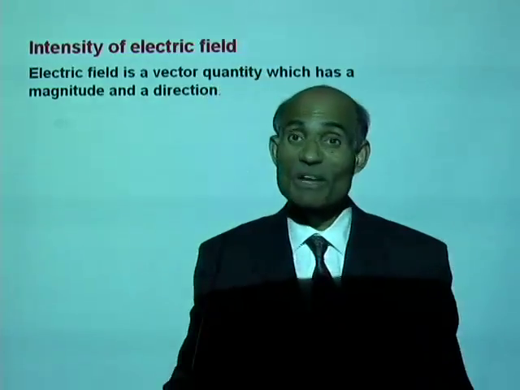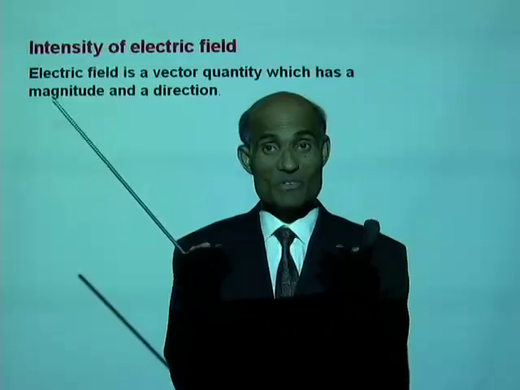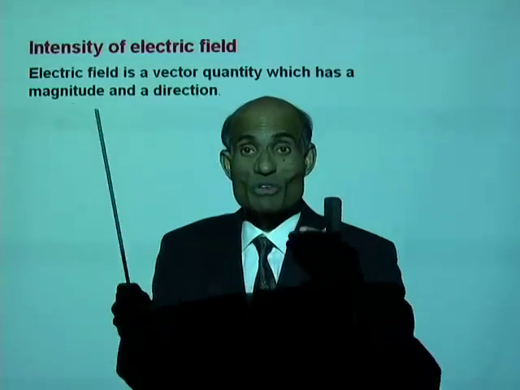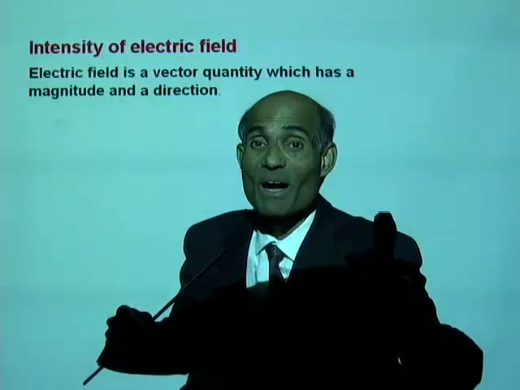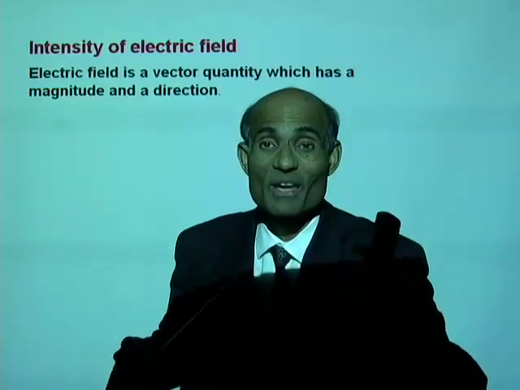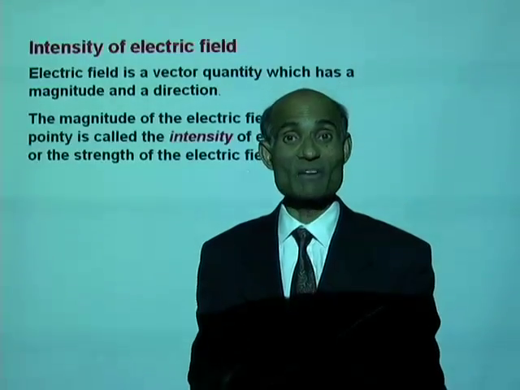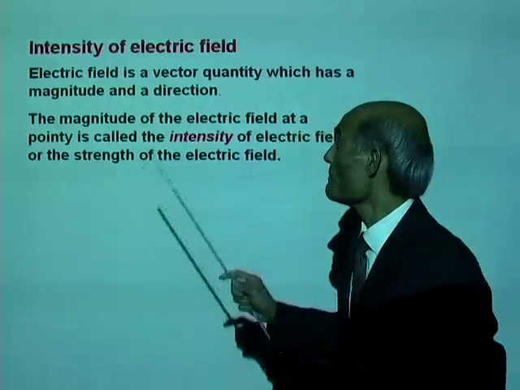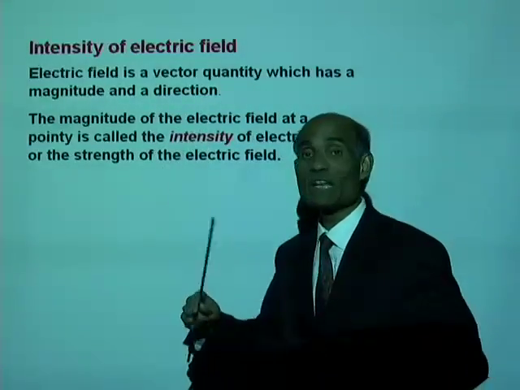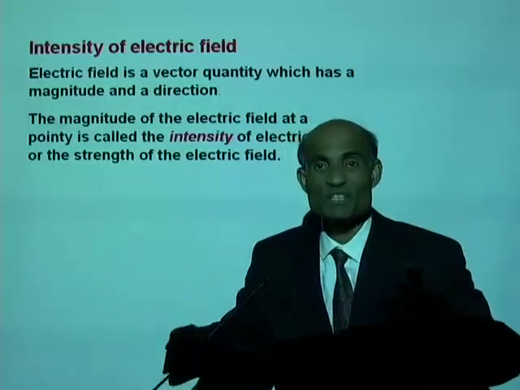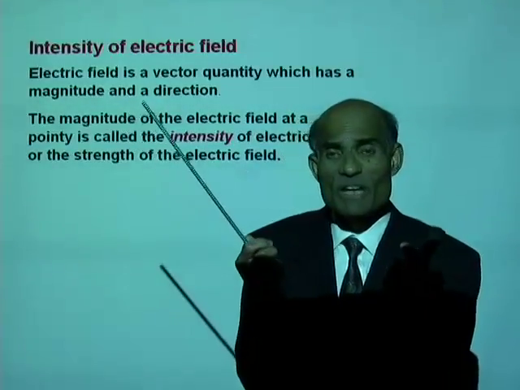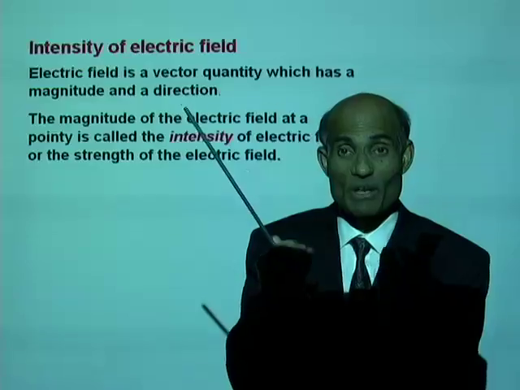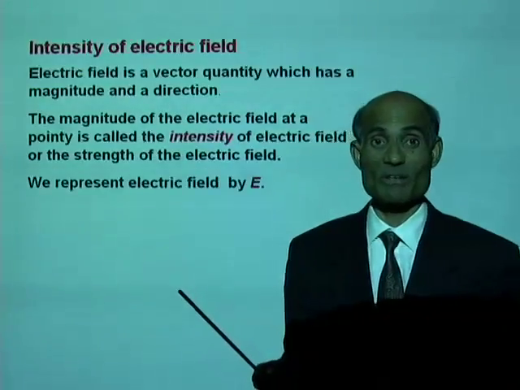Now, electric field is a vector quantity. Why is it a vector quantity? Because it is measured in terms of the force experienced by a test charge. It has a magnitude and a direction. The magnitude of the electric field is called the intensity of the electric field. In other words, the intensity of the field is the strength of the field. How strong is the field?